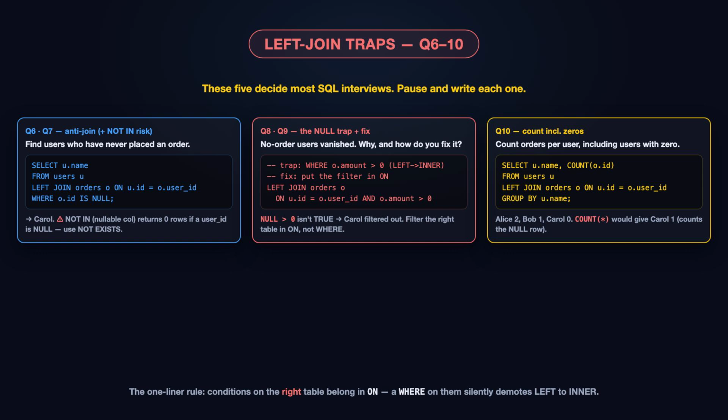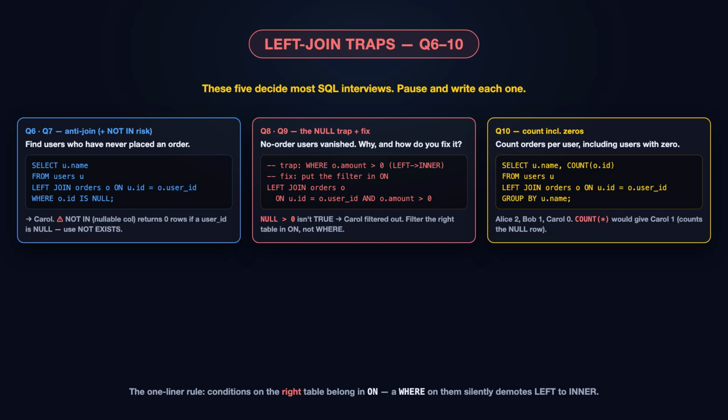Question 7, a candidate instead writes where u.id not in (select user_id from orders). What's the risk? Pause. If any order has a null user_id, not in with a null returns unknown for every row, and you silently get 0 results. Not in over a nullable column is a classic trap. Prefer the left join is null anti-join, or not exists.